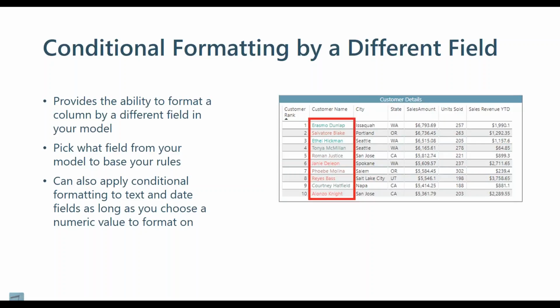The one thing also to note is the conditional formatting has to be based off of a numeric value. Okay, so it can't be based off of like a particular city or something like that. So you have to base your conditional formatting off of a numeric value to format on.